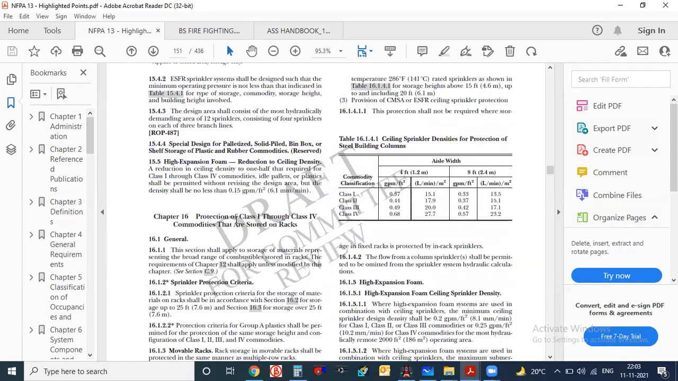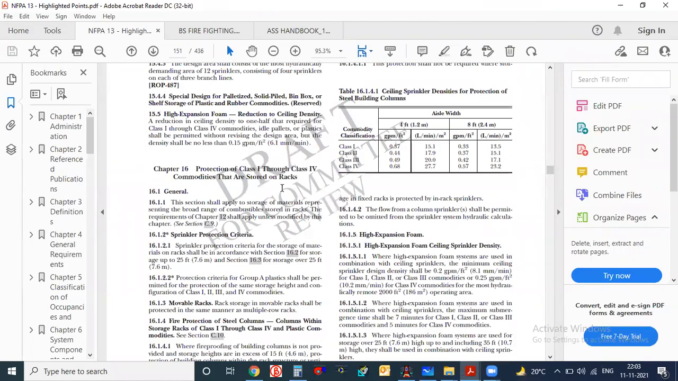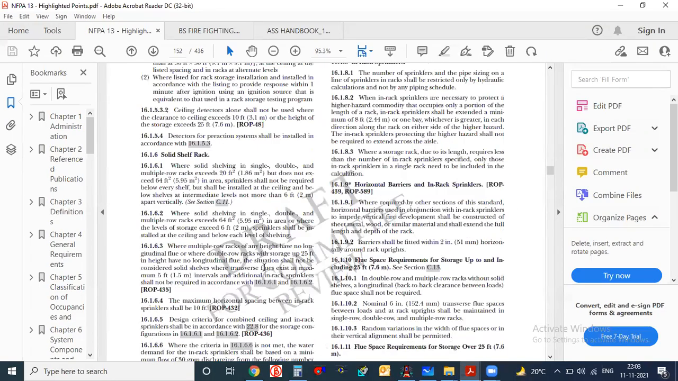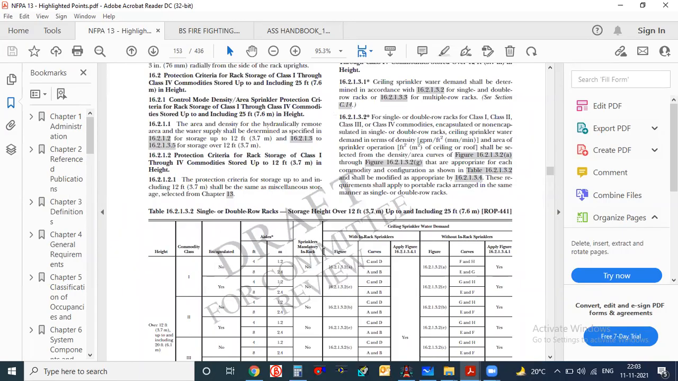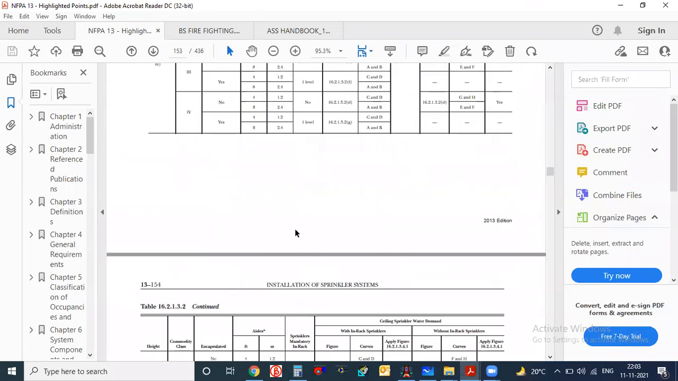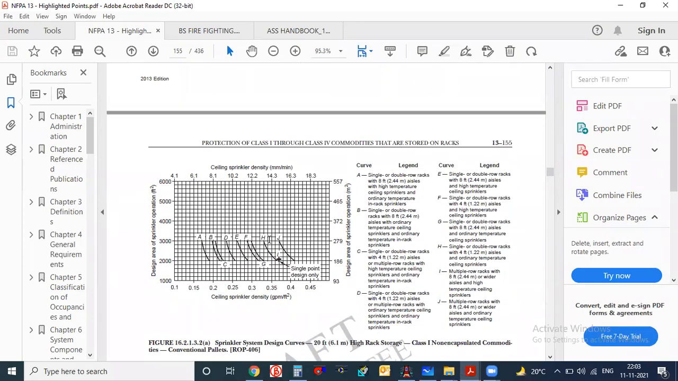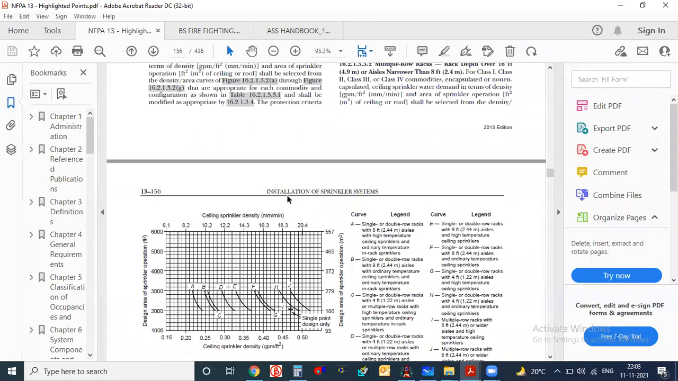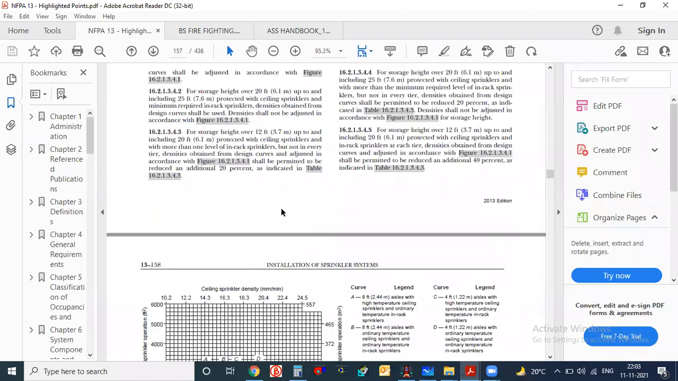Then once again they have given class 1 to class 4, which are stored on racks. Now this is the rack. If it is stored in rack, what is the criteria? First they will try to explain about the racks, what the racks are and all. So you can study this later, but I am focusing only on the table here. So this table is not required. These tables are not required. Only check the tables which are related with CMSA or ESFR sprinkler. Rest, so many complications are given here.